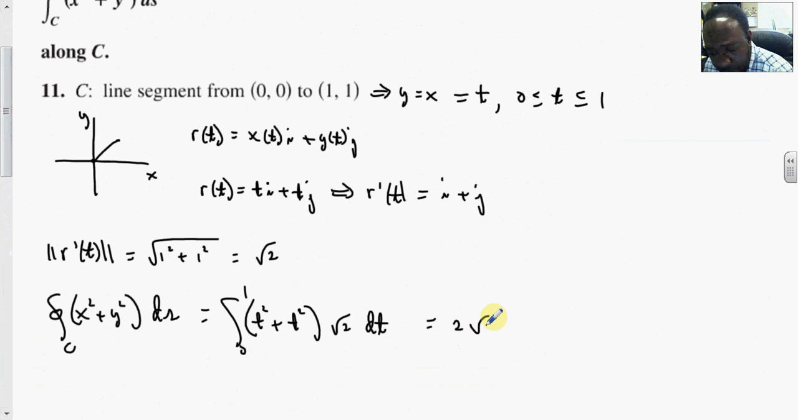So this is 2 times the square root of 2 times the integral from 0 to 1 of t squared dt.